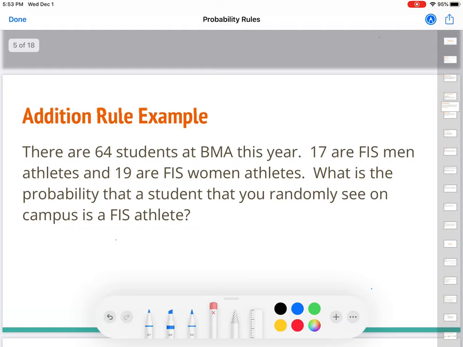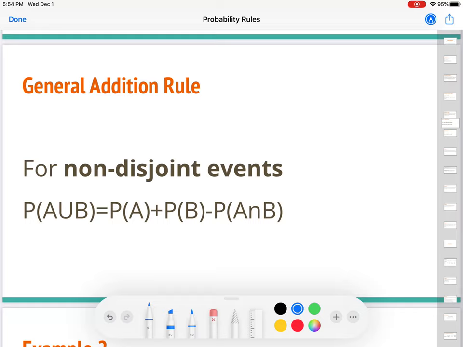We went through this last time. If those aren't disjoint, not mutually exclusive, we do the probability of event A plus the probability of event B minus the probability of A and B. Anytime, so this equals or.